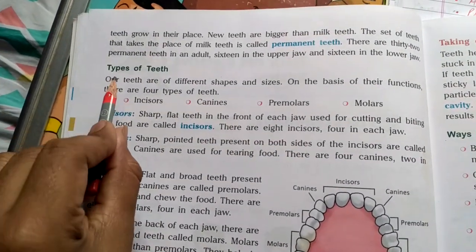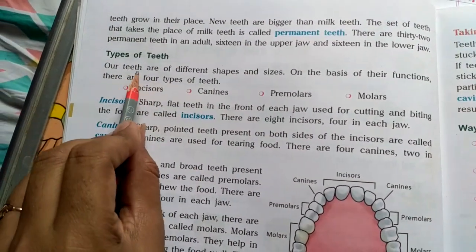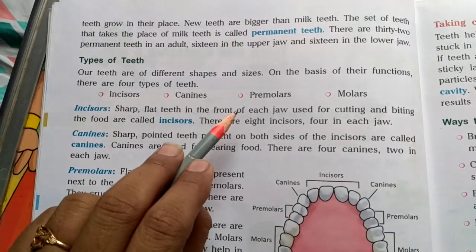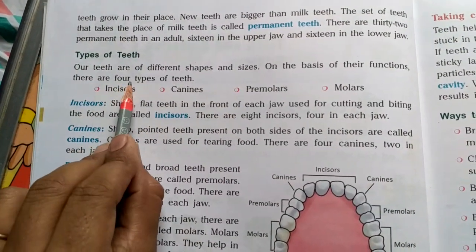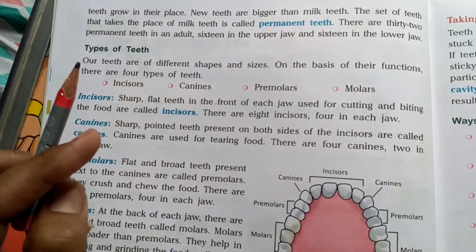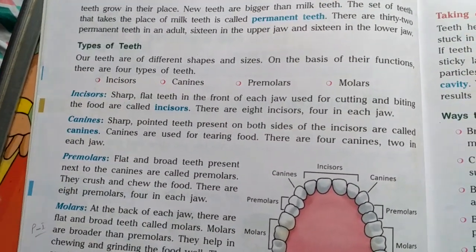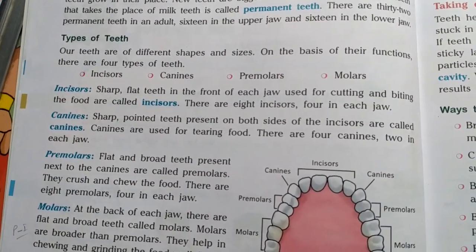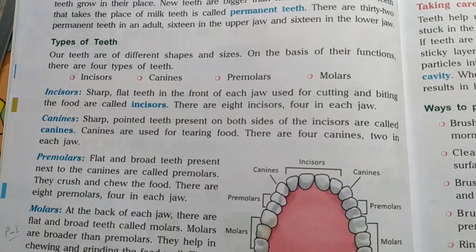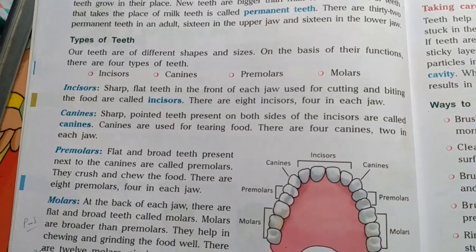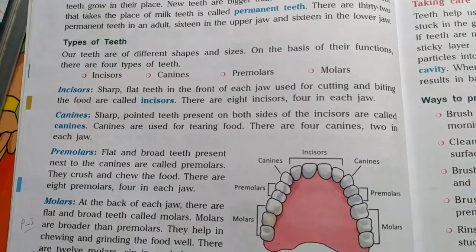Okay, types of teeth. Our teeth are of different shapes and sizes. On the basis of their functions, there are 4 types of teeth. Now you will know that not all the teeth are of the same size and same shape, and not all the teeth have the same function in our mouth. We have got a total of 4 types of teeth in our mouth.